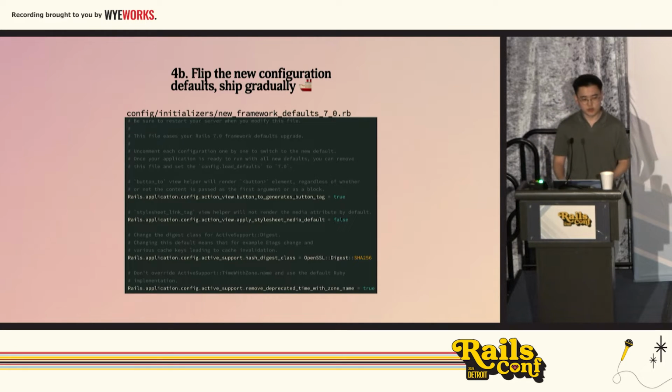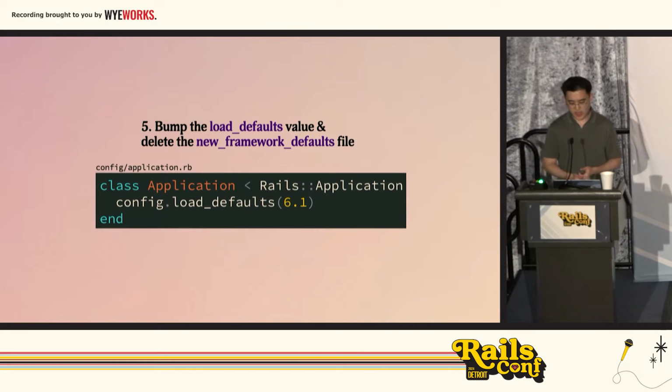It's recommended that you uncomment each new line one by one and ship each change gradually. After all configurations have been flipped, you can bump the load defaults to the version you've upgraded to, 7.0 in this case, and remove the new framework defaults file. And if you started on a version more than 1 minor away from the latest, you would repeat these steps until you arrive at your desired Rails version.